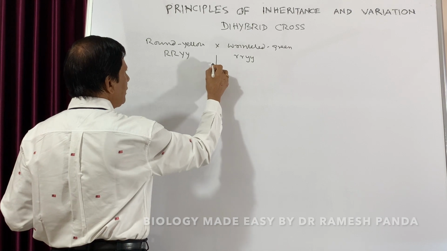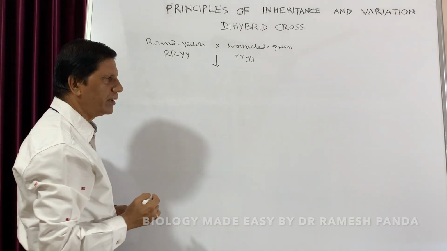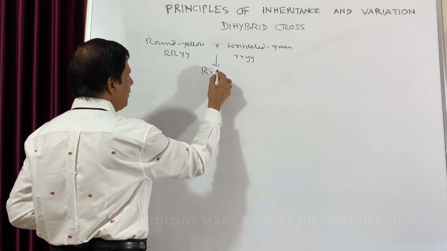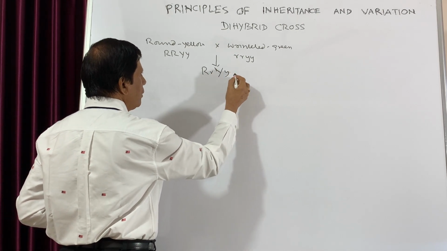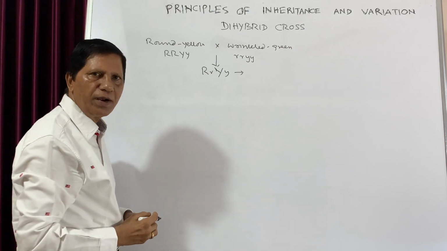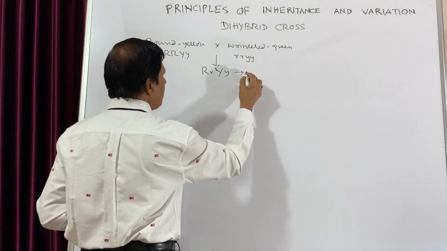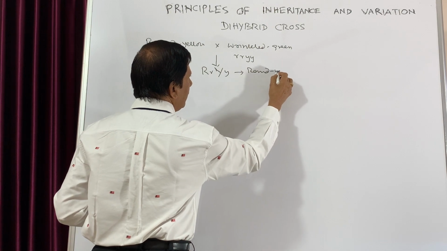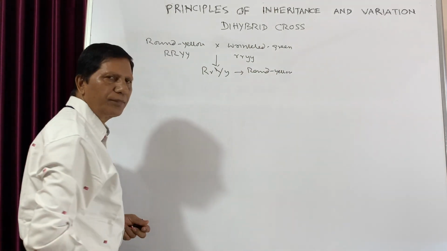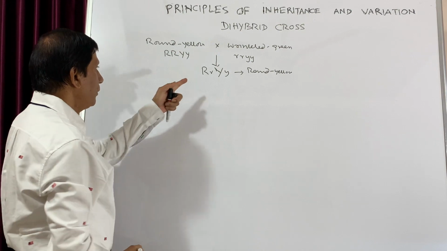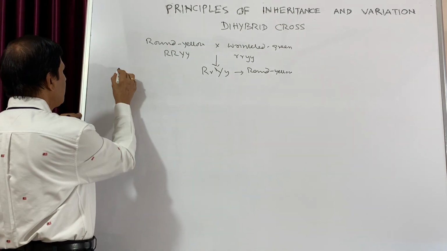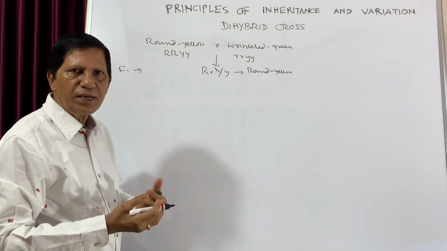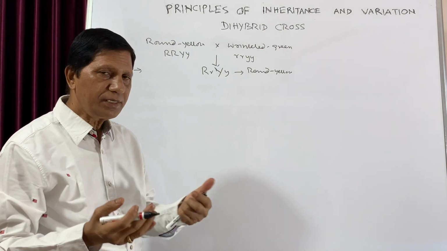Now when the cross is made, the F1 hybrid gave rise to a plant having the genotype RrYy. So what will be the nature of this plant? The nature of this plant will be round and yellow seeds. Now when this F1 hybrid was intercrossed, the F2 generation was obtained. So what is the F2 generation?